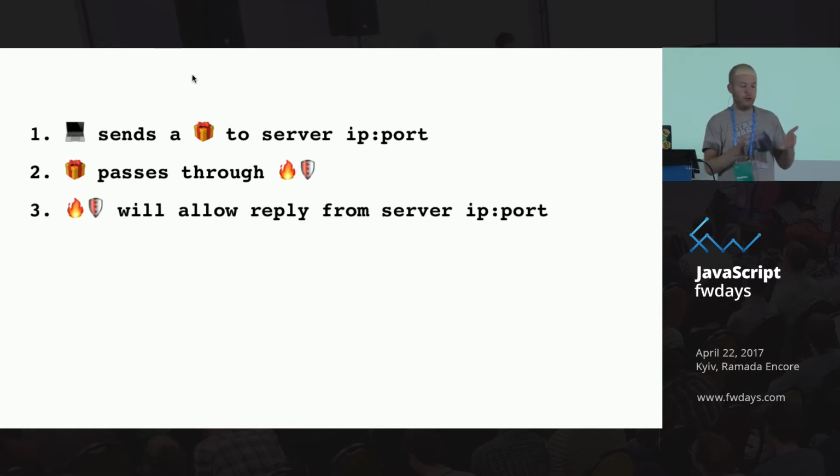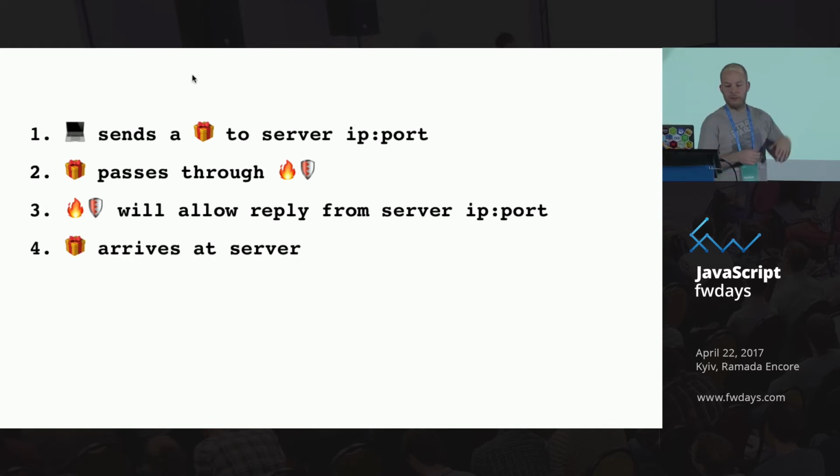And then the firewall will look at this message and see where it's going. Oh, it's going to the server. Okay, that's cool. Since you're sending a message to the server, I'm going to allow the server to reply back to you because that's how most communication works. That's the contract. We're sending a message out. We want to allow the server to reply back because otherwise it's kind of useless.